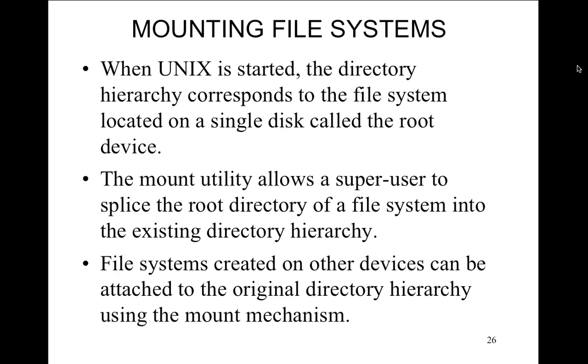So when Unix is started, the directory hierarchy corresponds to the files located on a single disk called the root device. So we always have a root device or root block, root sector, acting as the single starting point for the file system entry. So the mount utility allows a super user or root user, usually you have to have more than just a plain old user, though in modern day for USB devices, a user can mount the device no problem. But it slices the root directory of the file system into the existing directory hierarchy.